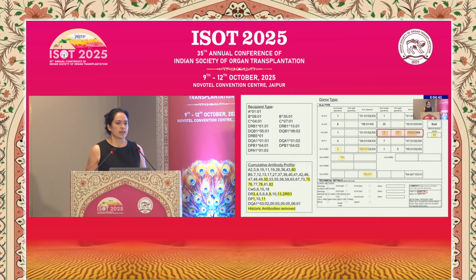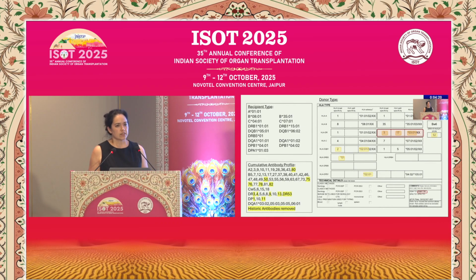And I've also highlighted the antibodies that we've removed from his profile because we haven't seen them in excess of 2 years. And then what I've now done on the donor type is highlighted some more areas of interest. The DR17 is more interesting now because he has in the past developed antibodies against DR17. We've not seen that for over 2 years.